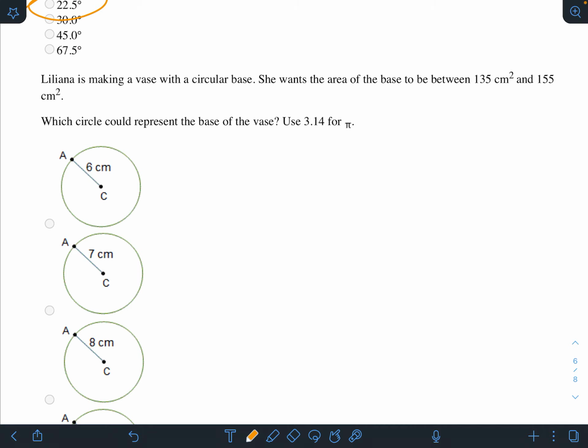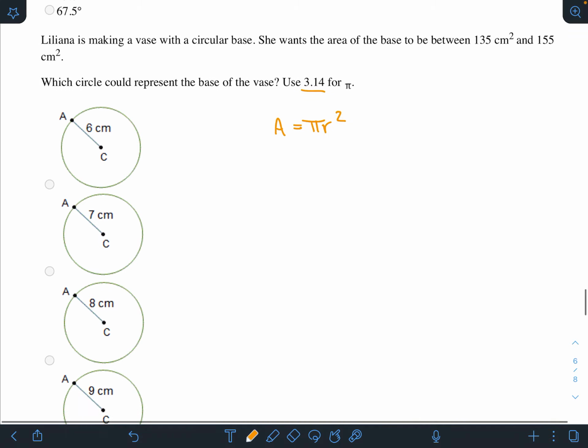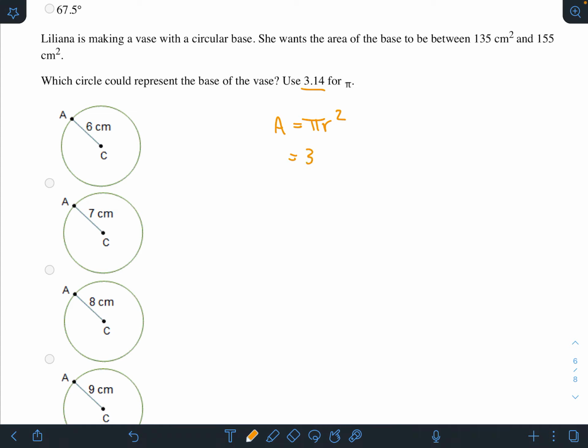Okay, Liliana is making a vase with a circular base. She wants the area of the base to be between 135 centimeters and 155 centimeters squared. Which circle could represent the base of the vase? We want to use 3.14 for pi. So remember, the area of a circle is equal to pi r squared. And in this case, we're just using the decimal approximation, 3.14.